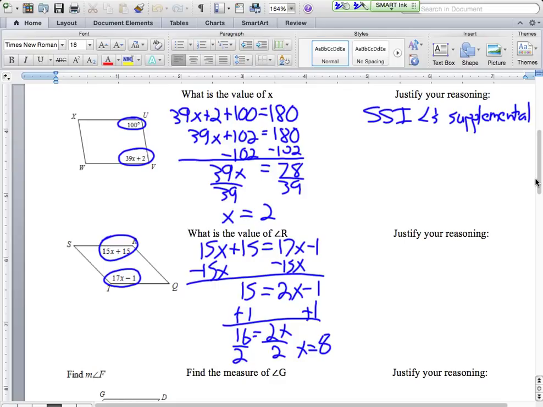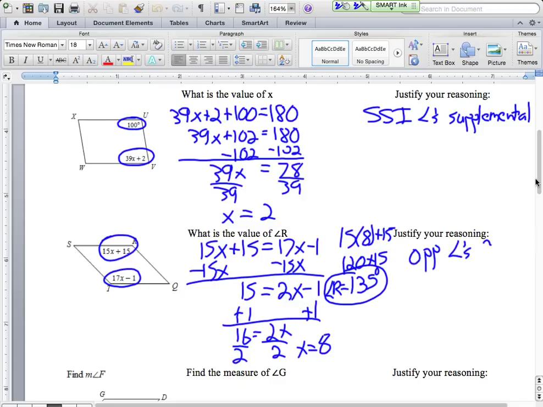Angle R is 15x plus 15, so I've got to take x and plug it back in. 15 times 8 plus 15 instead of 15 times x. 8 times 15 is going to give me 120, plus 15 more is 135 degrees. So that's the measure of angle R. And just from our reasoning, I can just say opposite angles congruent. All right, so I'm going to go ahead and pause it. You guys pause your video and try the next one for me.